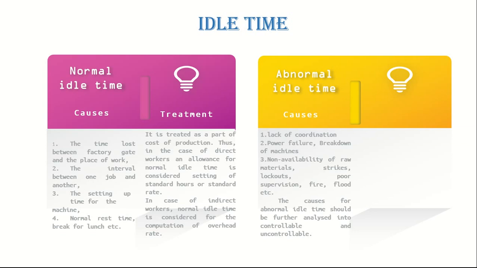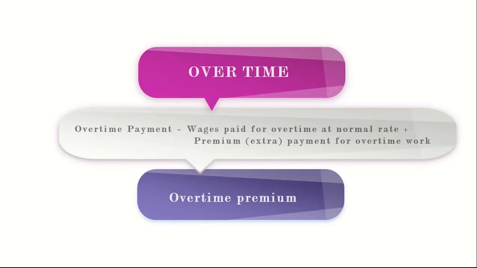Abnormal idle time. Causes. Lack of coordination. Power failure, breakdown of machines. Non-availability of raw materials, strikes, lockouts, poor supervision, fire, flood, etc. The causes for abnormal idle time should be further analyzed into controllable and uncontrollable. Treatment. It is not included as a part of production cost and is shown as a separate item in the costing profit and loss account.